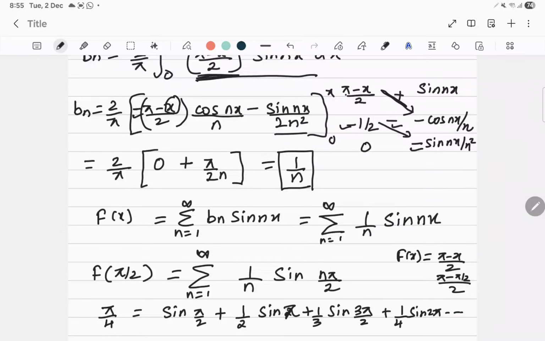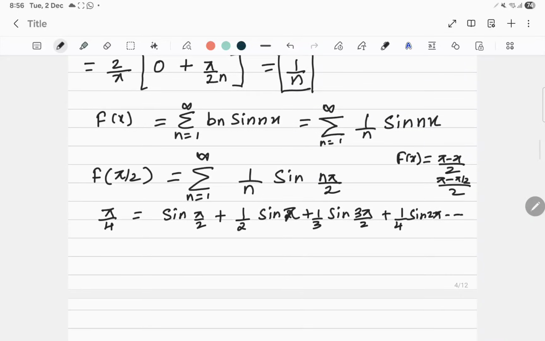Now see, I know that sine pi is 0, sine 2 pi is 0. So the remaining things I should write: pi by 4 is equal to sine pi by 2. Sine pi by 2 is what? Sine pi by 2 is 1. Okay. Then sine 3 pi by 2 is minus 1. So minus 1 by 3 plus 1 by 5, like this. If you get 2 terms remaining, you can write. So I got this. Right?